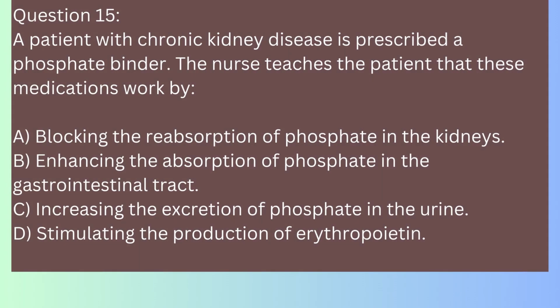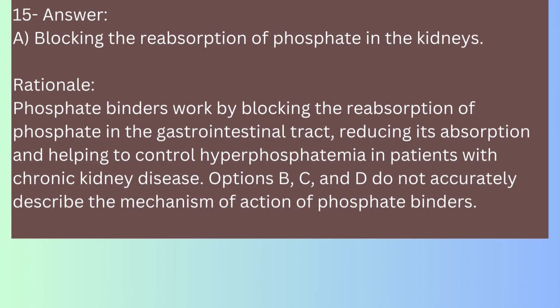Question 15. A patient with chronic kidney disease is prescribed a phosphate binder. The nurse teaches the patient that these medications work by: A. Blocking the reabsorption of phosphate in the kidneys. B. Enhancing the absorption of phosphate in the gastrointestinal tract. C. Increasing the excretion of phosphate in the urine. D. Stimulating the production of erythropoietin. Answer 15. A. Blocking the reabsorption of phosphate in the kidneys.